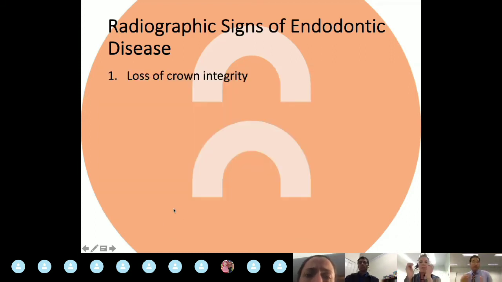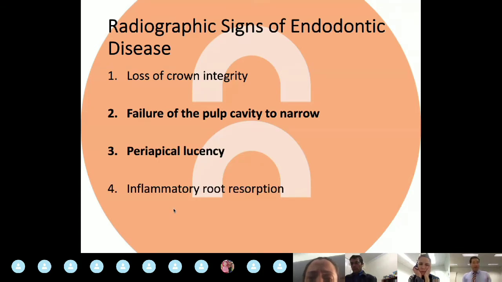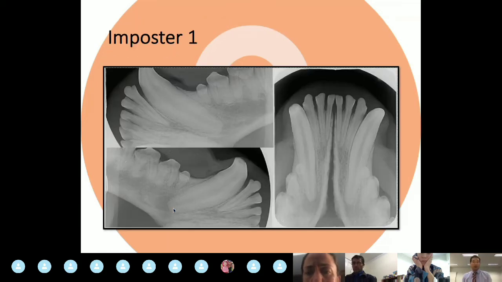So just to reiterate, first thing is loss of crown integrity. Second thing is failure of the pulp cavity to narrow. Third thing is periapical lucency. And lastly, inflammatory root resorption. And the most important ones, the ones that I tend to rely on, are the failure of the pulp cavity to narrow and the periapical lucency. Those are the two things I typically look for first and are most consistent.